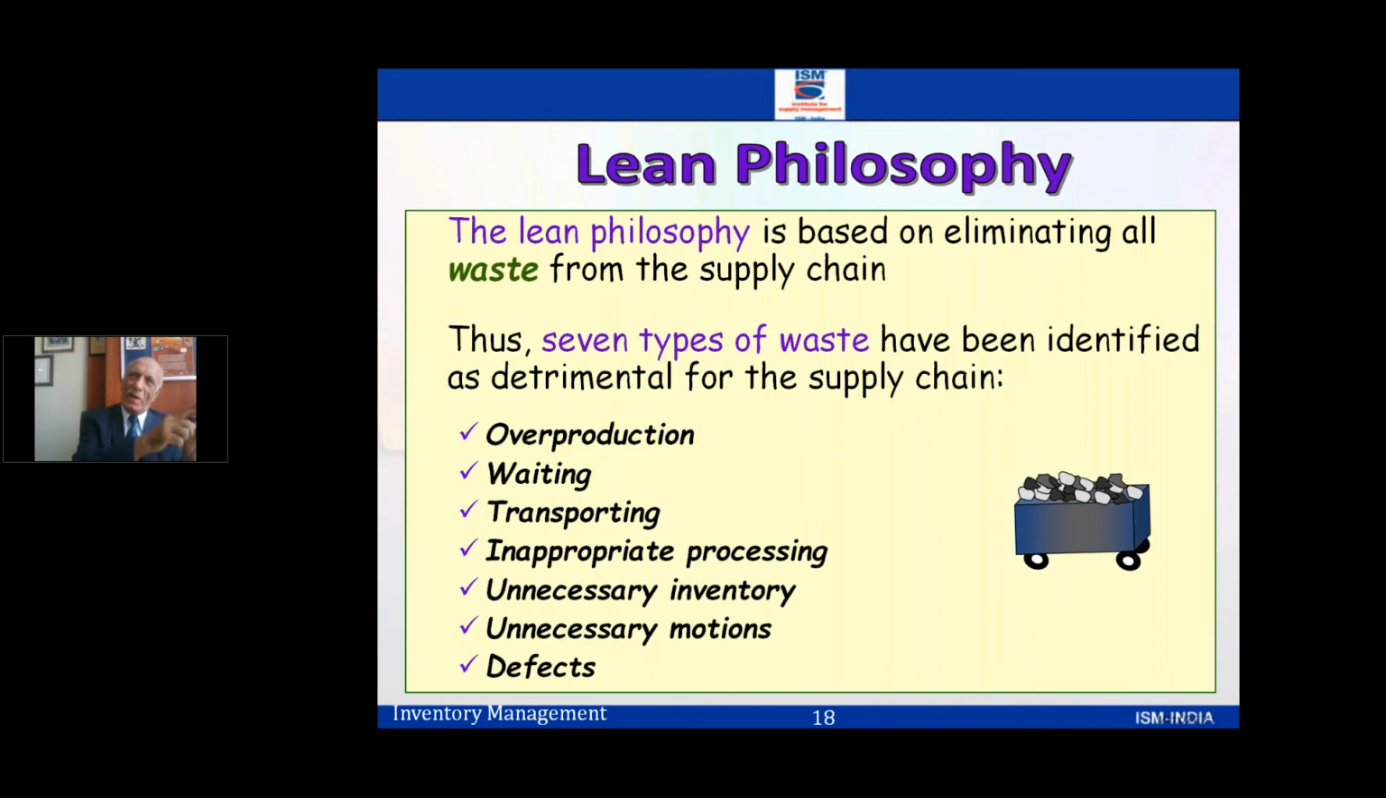If I'm moving the goods from X to Y place and frequent movements are required, can I cut down on that? Can I connect them with a belt so that the item moves straightaway when it comes out from A, it goes to B immediately. I'm not waiting for the forklift. I'm not waiting for the pallet. So unnecessary motion is also avoided, and defects. If there are more defects in manufacturing, I have to do the rework. So rework is a waste.